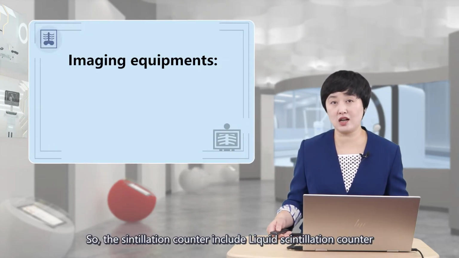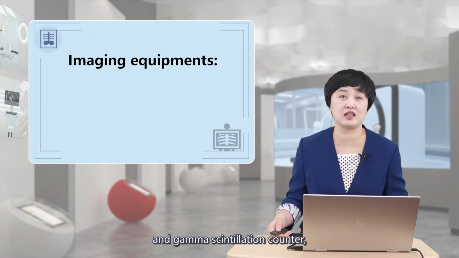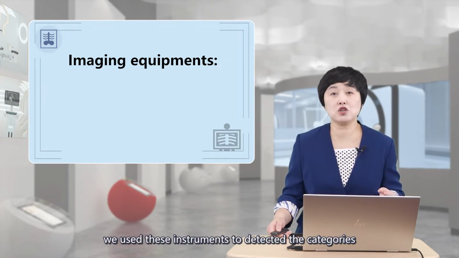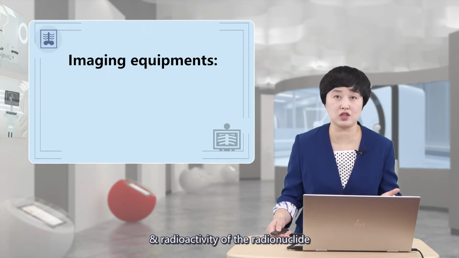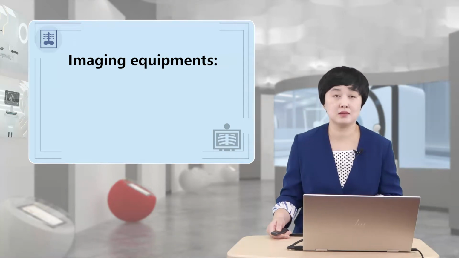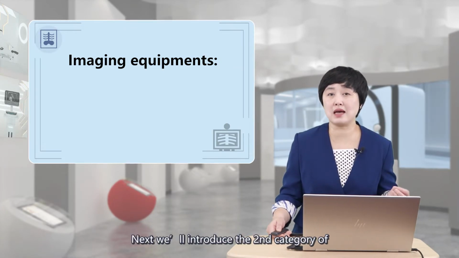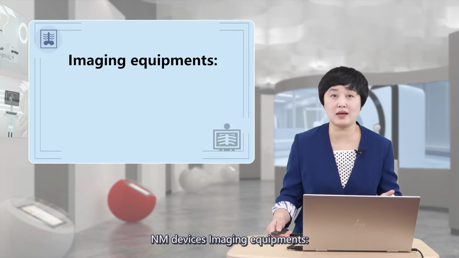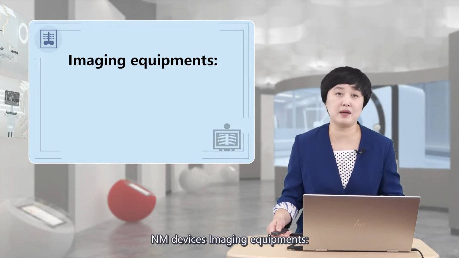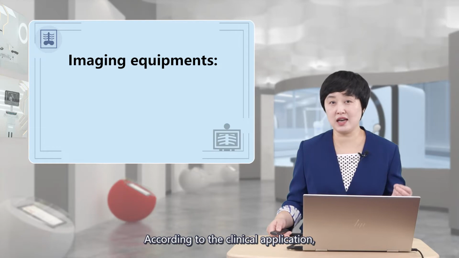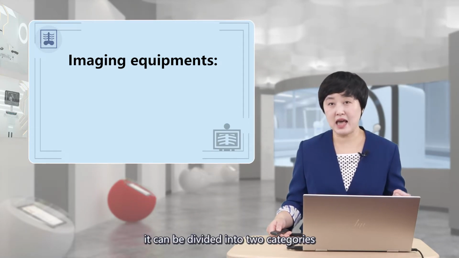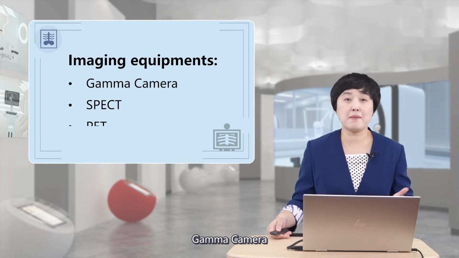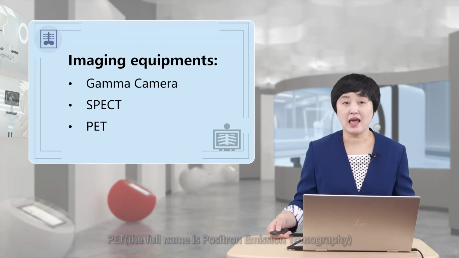So the scintillation counter includes the liquid scintillation counter and the gamma scintillation counter. We use these instruments to detect the categories and radioactivity of the radionuclide. Next, we'll introduce the second category of nuclear medicine devices, the imaging equipment. According to the clinical application, it can be divided into the gamma camera, the SPECT, and the PET.